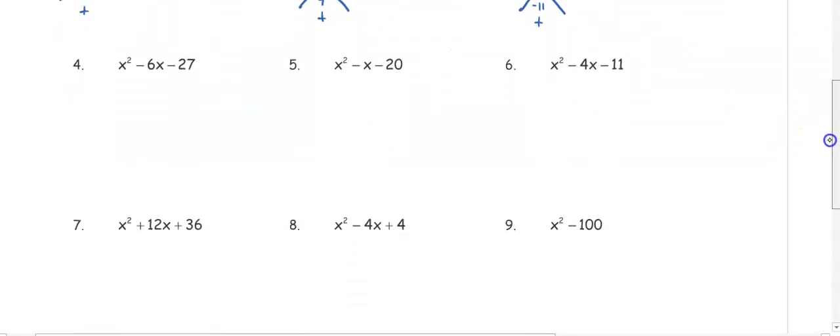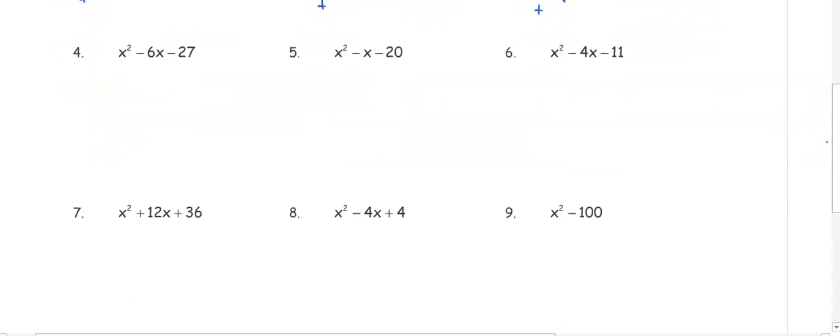In number 4, we want to multiply to negative 27 and add to negative 6. So what are two numbers that multiply to negative 27 and add to negative 6? So we would have negative 9 and positive 3. Negative 9 because we're adding to a negative number. We have a negative and a positive because we're multiplying to a negative. So we have x minus 9 times x plus 3.